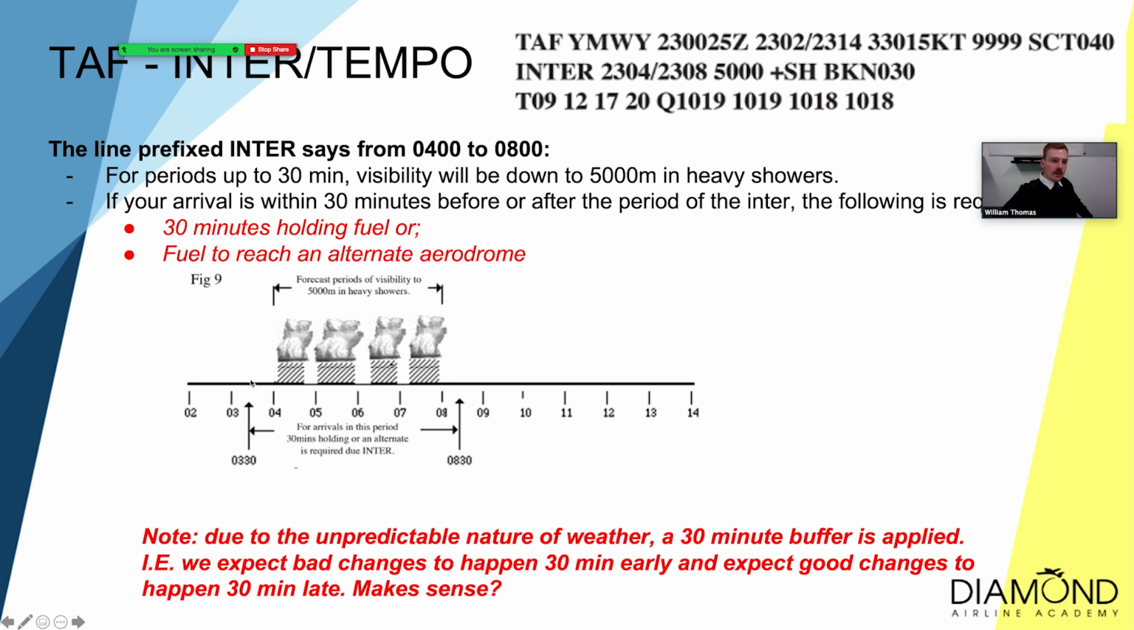So we then go, well, if our ETA lies within 0330 and 0830, then we need to carry 30 minutes of holding fuel or provisions to fly to an alternate. So we're just giving ourselves a 30-minute buffer either side of the forecast INTER period. Cool. Alrighty. The reason is this bad weather, or below VFR minima weather, could happen to come along 30 minutes early, and it could happen to hang around for 30 minutes late, or 30 minutes after it's forecast to finish.